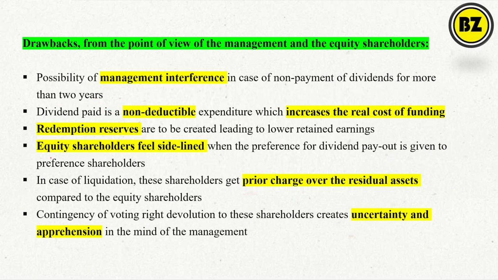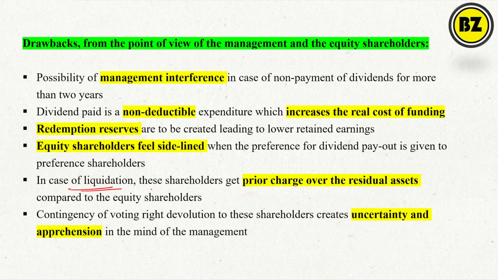Now, equity shareholders feel sidelined. How? Because the preference for dividend payout is given to the preference shareholders. So obviously preference will be given to the preference shareholder, and equity shareholders will feel that they are sidelined.